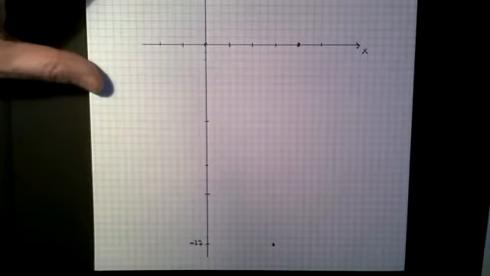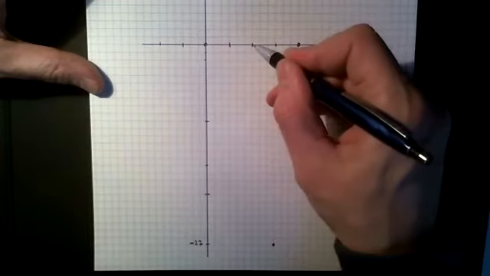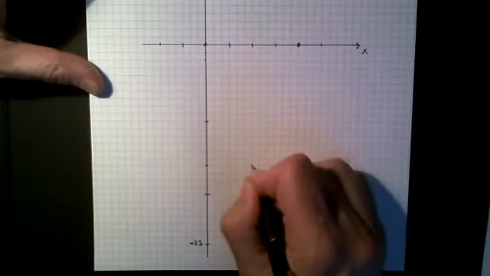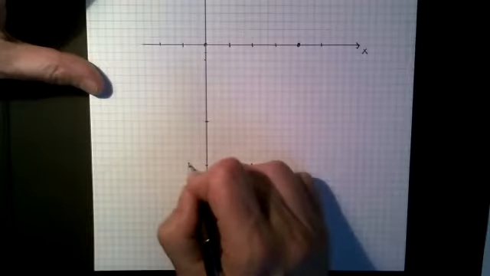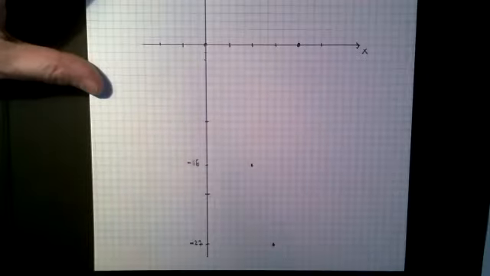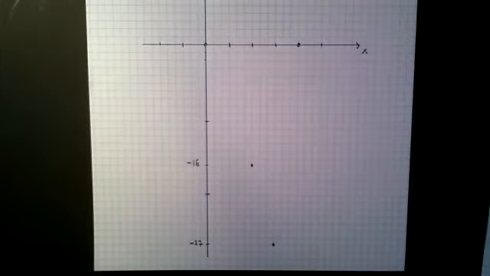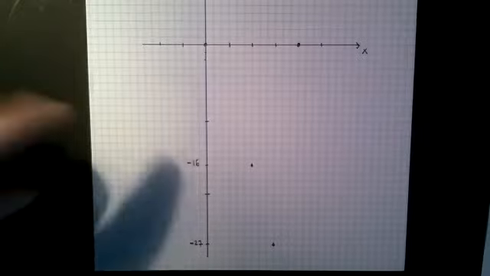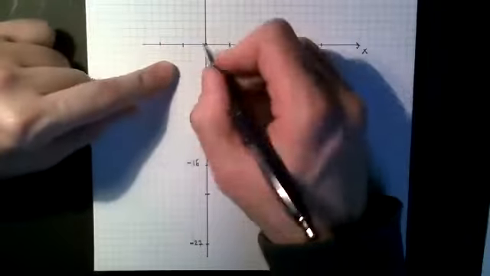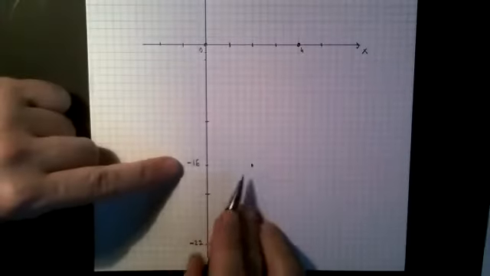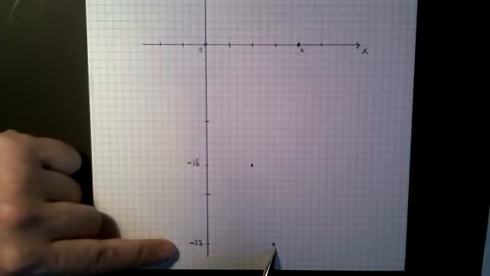And my inflection point, if you remember, was (2, -16). So 2 and -16, right here. Questions? Okay, so nothing too crazy. I just placed my (0, 0), (4, 0), and (2, -16), (3, -27).